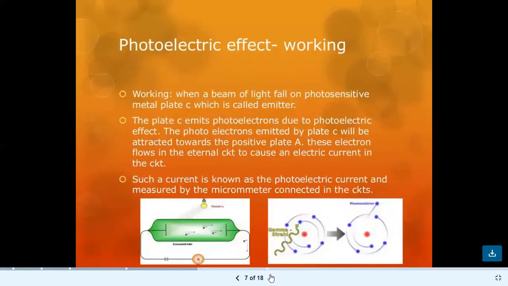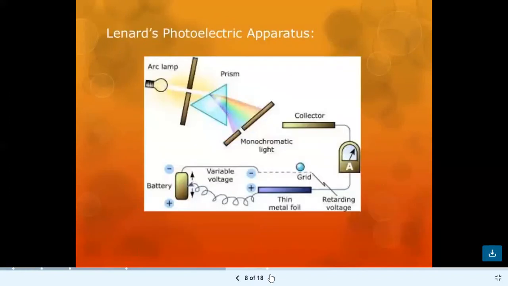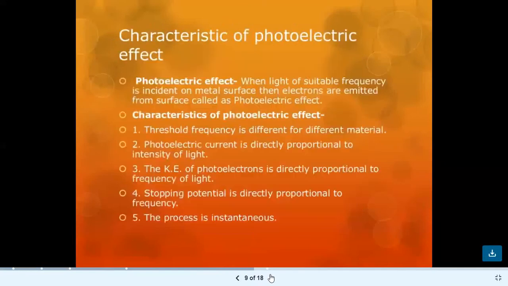When a beam of light falls on a photosensitive metal plate, it is called the emitter. The plate emits photoelectrons due to the photoelectric effect. The photoelectrons emitted by plate C will be attracted. The current is known as photocurrent. That is the apparatus which is used in the photoelectric effect.